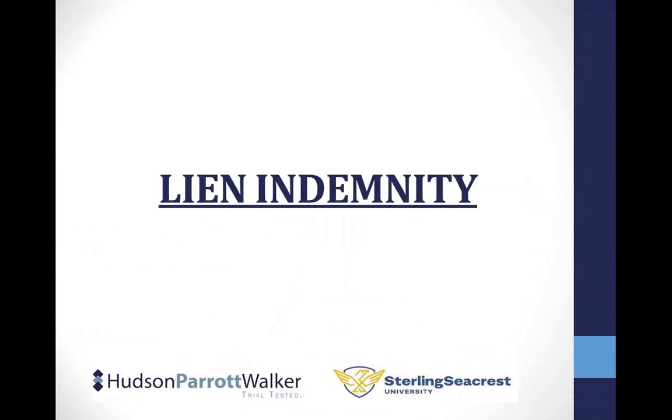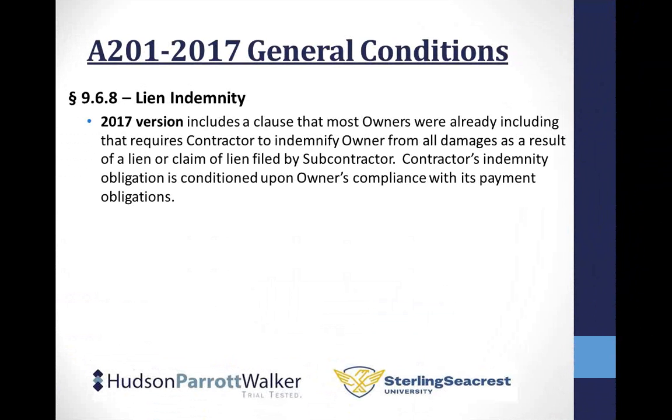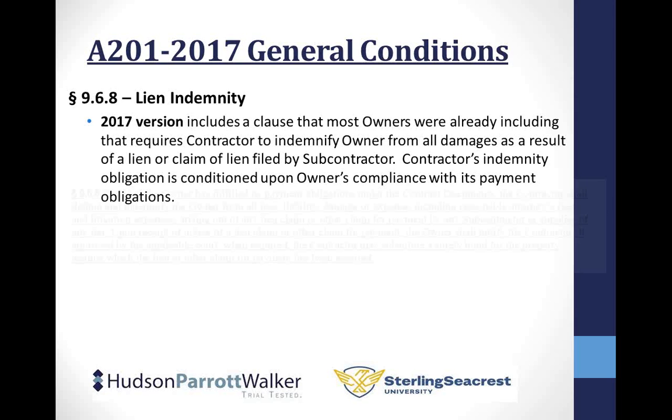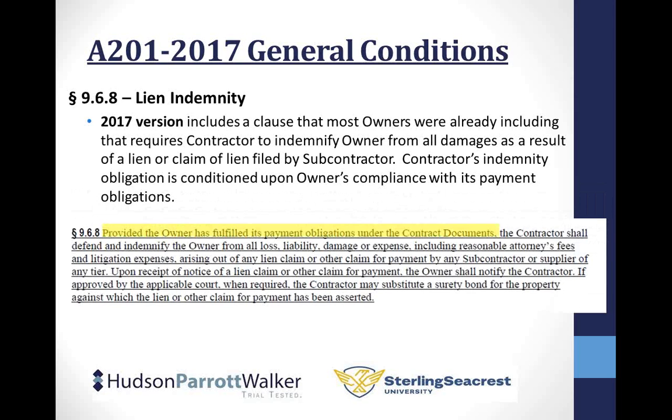Lien indemnity. This really isn't a controversial change. I think most owners were including this in their contracts already. It's your standard indemnity provision: if somebody files a lien on a project, the contractor has to indemnify the owner for those liens. Contractors always mark this up. They put in the language "provided the owner's paid you." You know, we're not going to indemnify you for a lien if you withhold money on us and we're unable to pay our subcontractors because you're holding money. The AIA recognized that. They included the common carve-out. And ultimately, we think this is a fair provision that shouldn't be changed too much in the document.